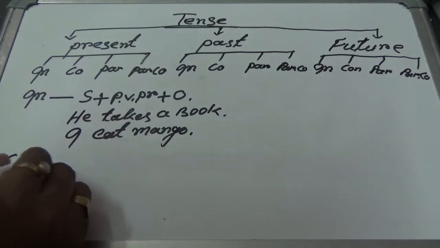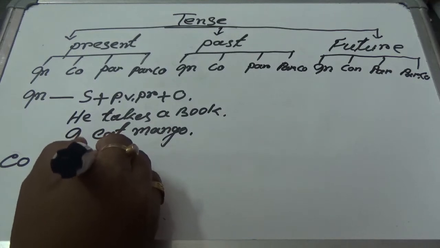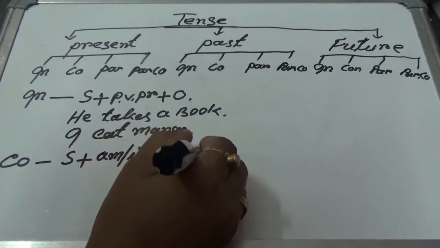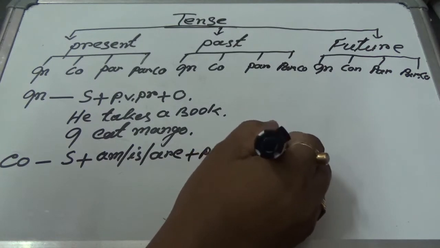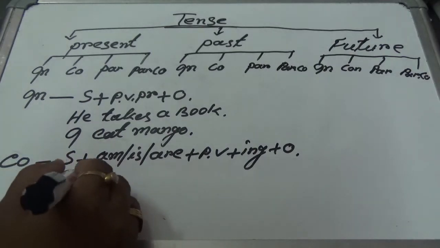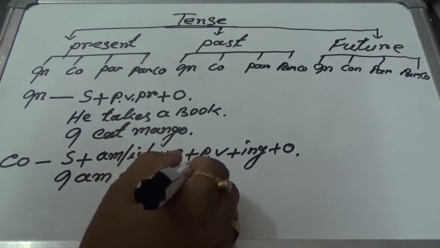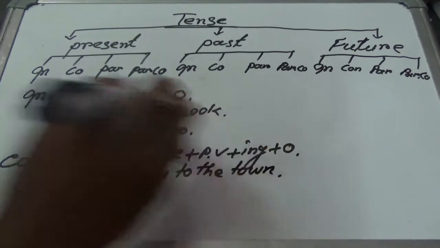Continuous: S plus M oblique is oblique R plus PV plus ING plus O. That means subject plus am/is/are plus principal verb plus ING plus object. That means, I am going to the town.